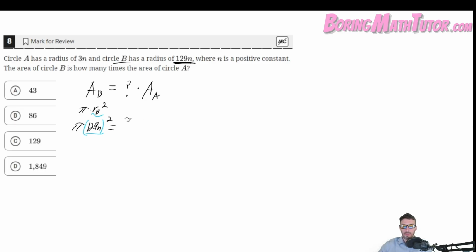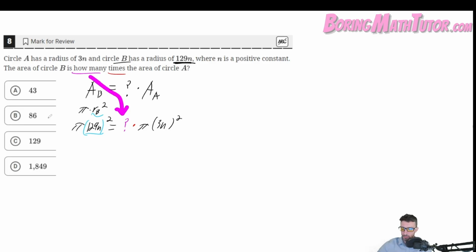And then on the other side, some question mark times pi times 3n squared. Now we really just have to solve for the question mark, because that's what they're asking for. They're asking how many times. Like literally, you can put a times symbol right there. So how many is the question?